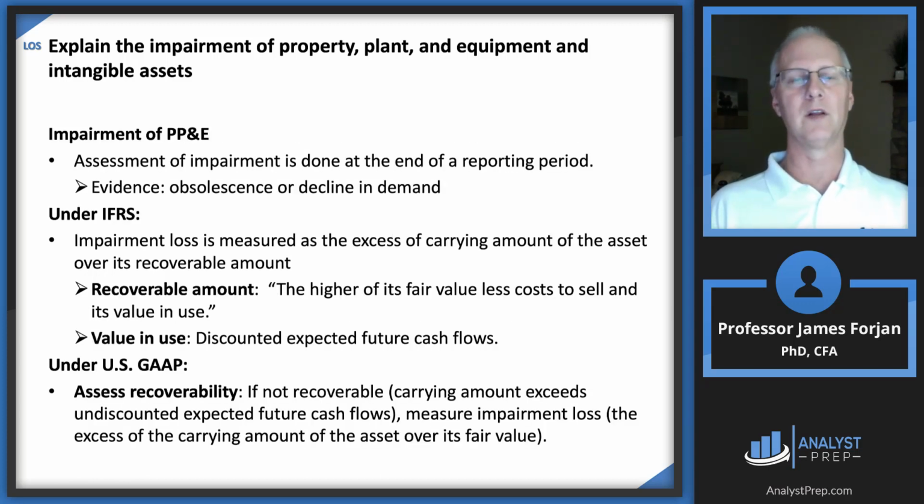So let's go ahead and take a look at some of these examples. For impairment, there has to be evidence. And so what does that evidence mean? What did I say earlier? Decline in demand or obsolescence.